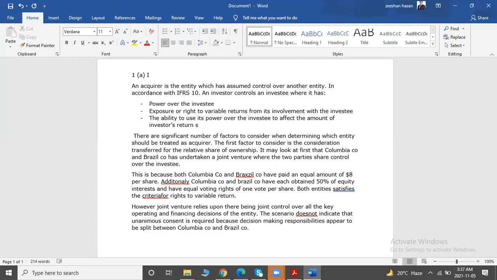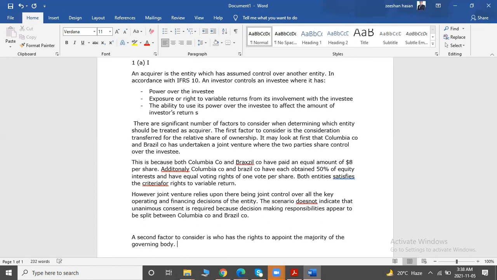So now what I'll say is, a second factor to consider is who has the rights over the majority of the governing body. Columbia Company can appoint 60% of the vote, suggesting they may be the acquirer.